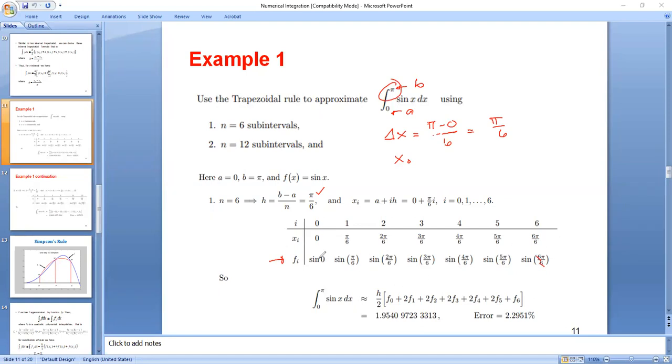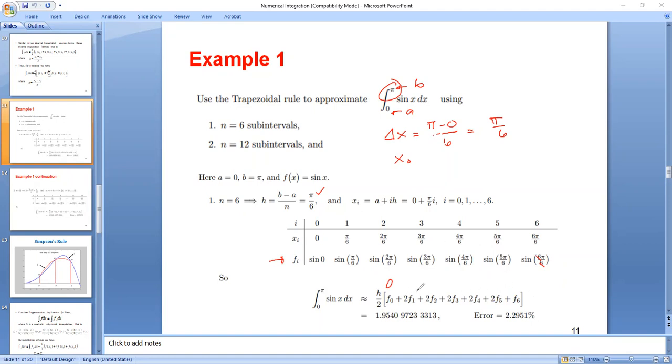Now, what do you do here? You just get the value of sine of 0, sine of pi over 6, until you reach the sine of pi. So you will have corresponding specific values for this function. What will you do with those? You place them on the formula. So your f of 0 will be the sine of 0, which is 0. Then you will multiply the function values by 2: twice f1, twice f2, twice f3, twice f4, twice f5. f6 is not multiplied by 2 because, based on the formula, the first and the last terms are not multiplied by 2, only the middle terms.